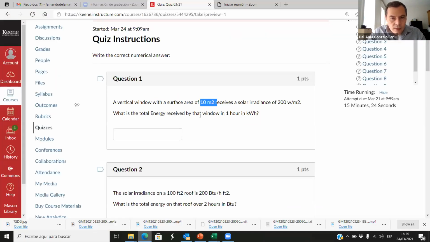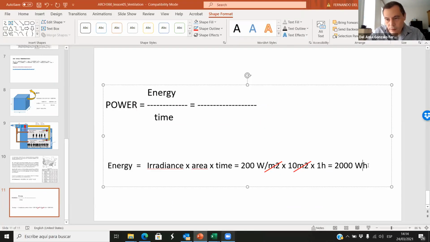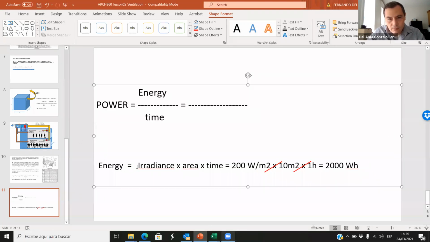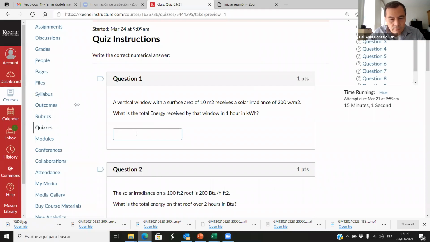But these units have to be in kilowatts. So if we want to convert watts into kilowatts, we have to divide by 1,000. So that would be 2, sorry, 2 kilowatt hours. So the right answer here is 2.